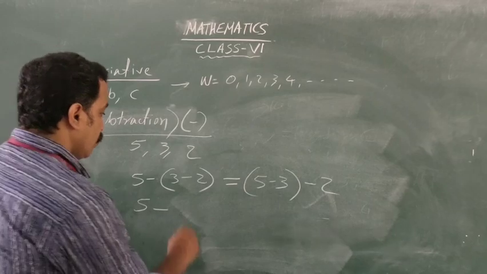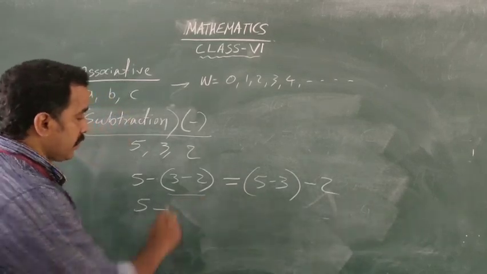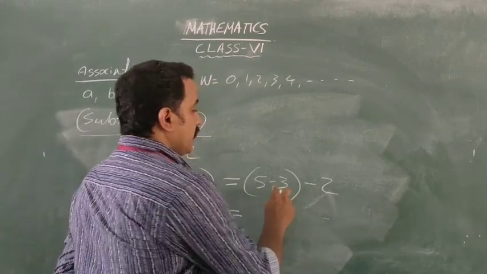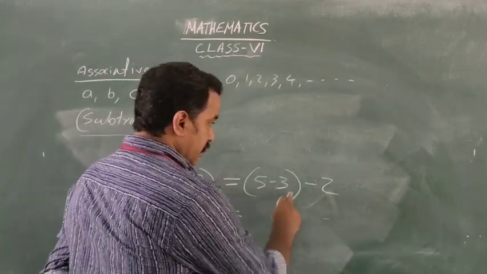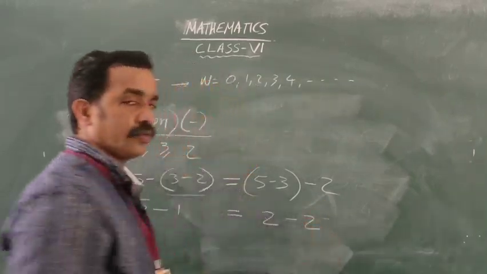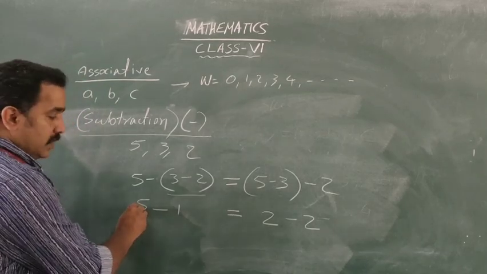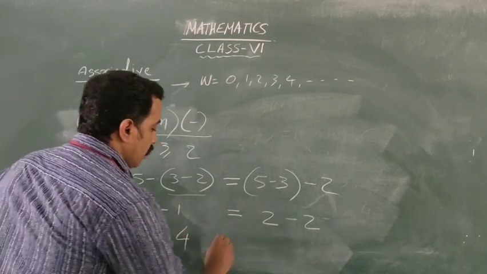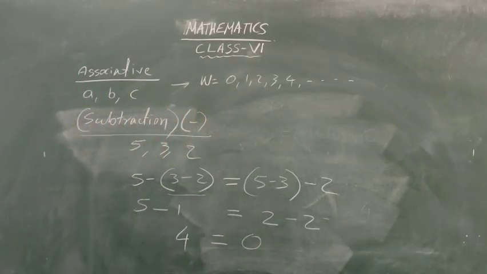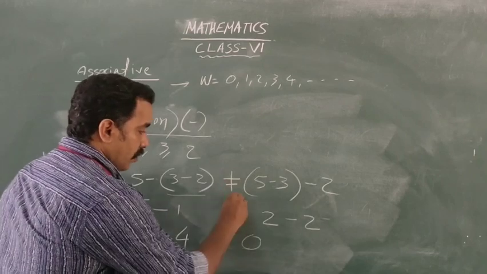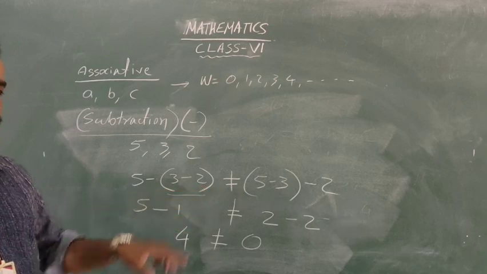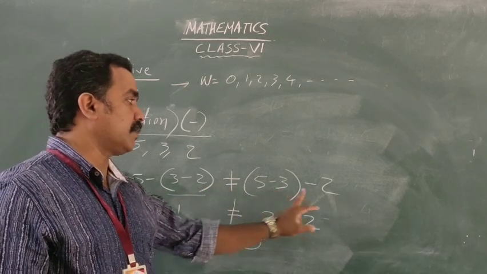Here 5 minus 3 minus 2. What is 3 minus 2? Inside bracket we have to do first. 3 minus 2 is 1. 5 minus 1. Here 5 minus 3, 2. Then minus 2. So 5 here, this side 5 minus 1, that will be 4. 2 minus 2, 0. That means this is not equal. 5 minus 3 minus 2 is not equal to 5 minus 3 minus 2.